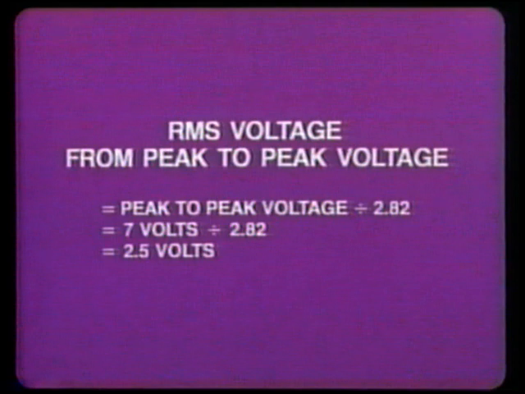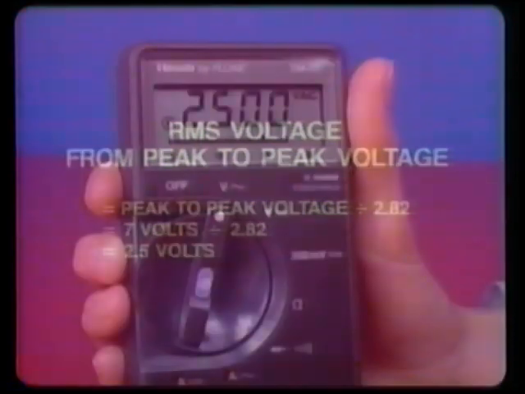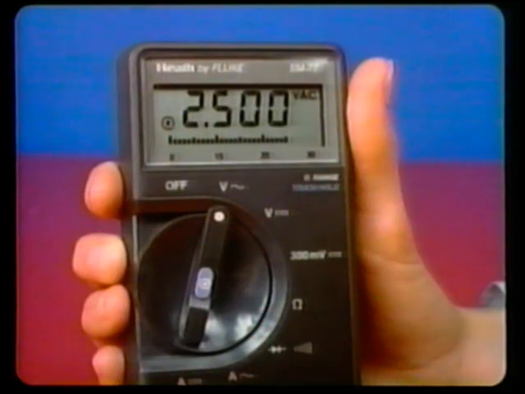You can also find the RMS voltage from the peak-to-peak voltage by dividing the peak-to-peak voltage by 2.82. If the peak-to-peak voltage is 7 volts, the RMS value equals 7 volts divided by 2.82. The result is 2.5 volts. This checks with the reading on the AC voltmeter.